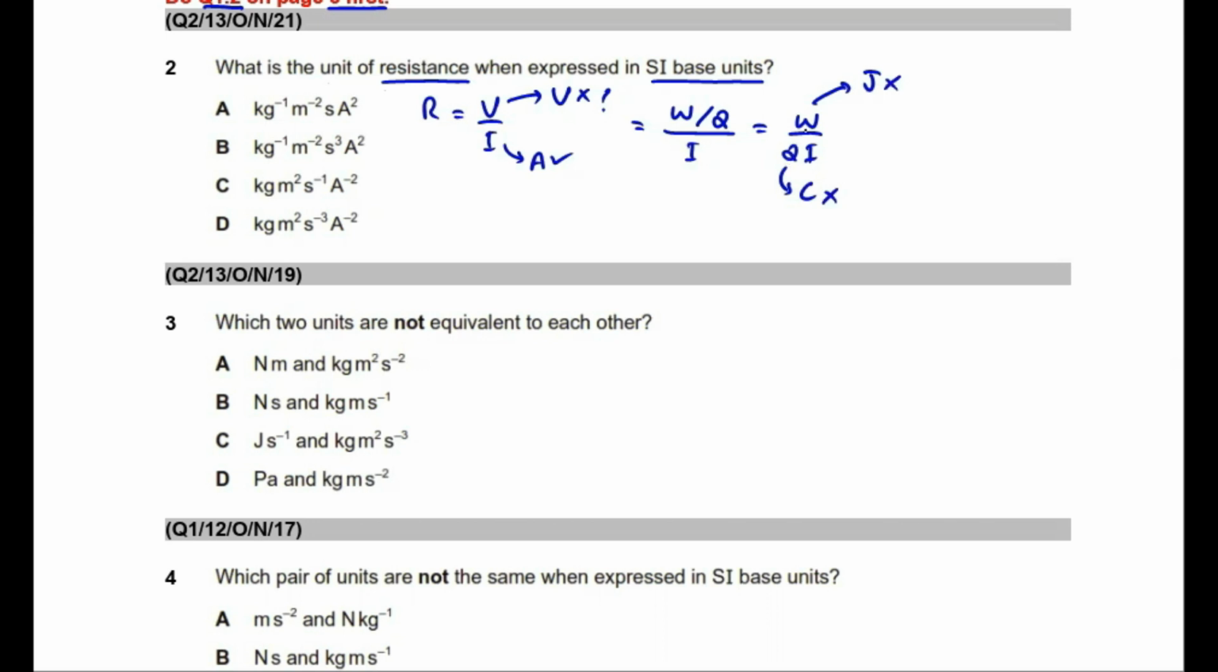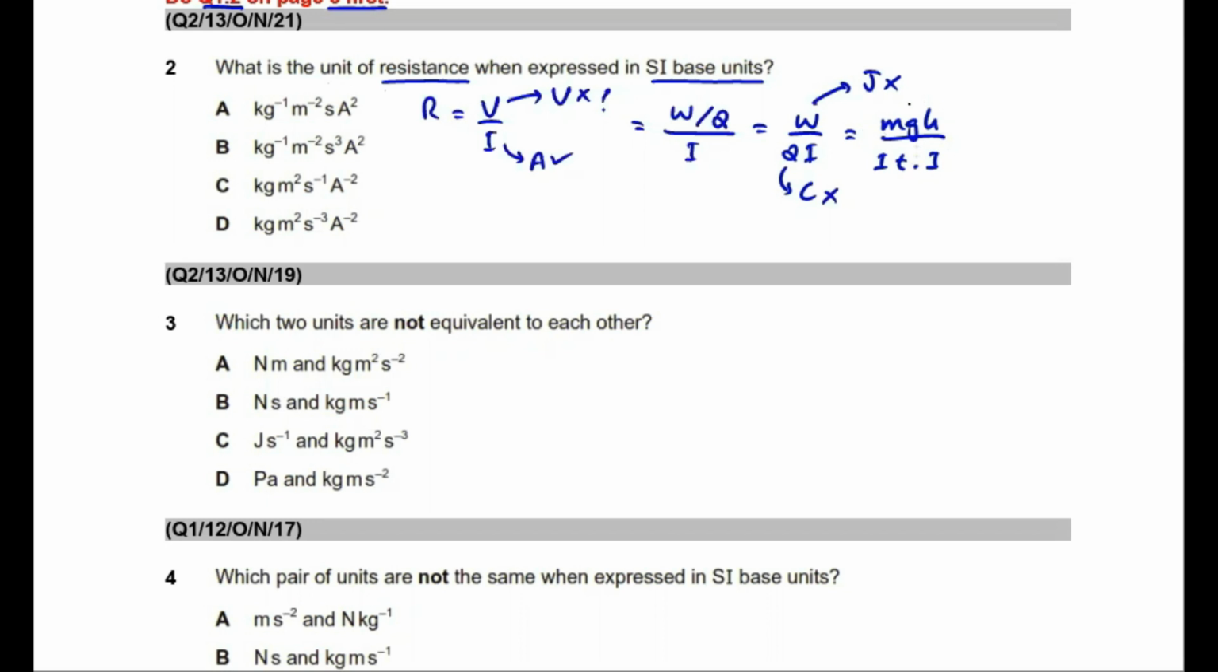Let's replace energy W by its expression. Students, you can use any expression for energy here. I'm going to use the expression for change in gravitational potential energy, mgh. And for charge Q, I'm going to use this expression I times T, where I is current and T is time, right? So this is the new expression for resistance.